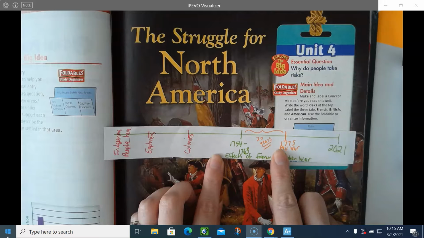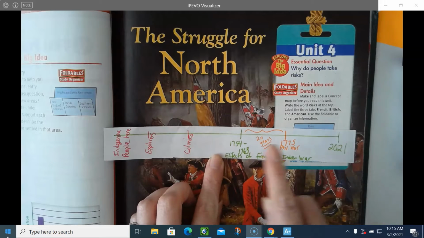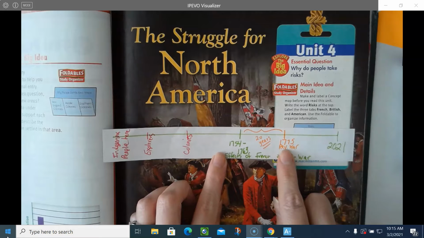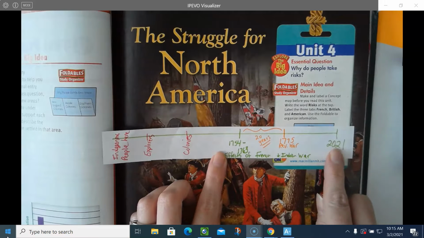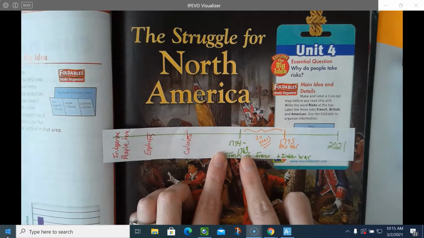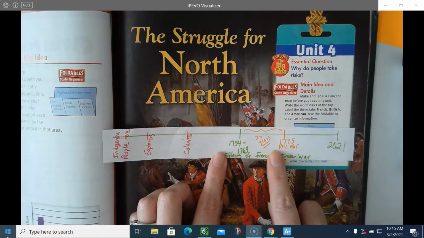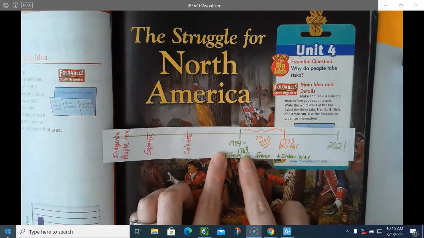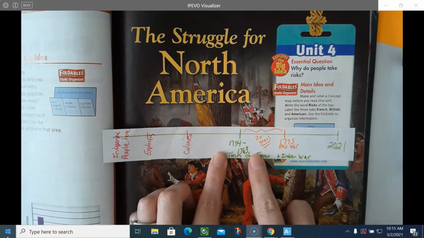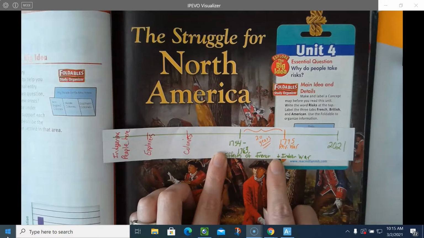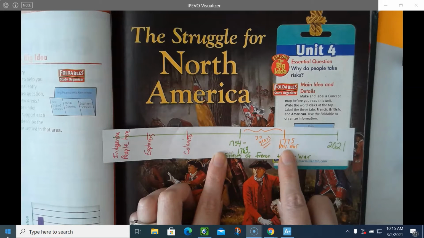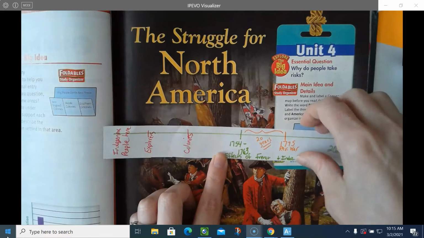I also want to remind you that we are not even a country at this point. We are still a colony belonging to England. And then 2021 is where we are in present day. So just know that we've had a lot of history. These are the years that we're going to be talking about, kind of in between 1754 to 1763 to begin, the effects of the French and Indian War. Revolution will actually start in 1775.